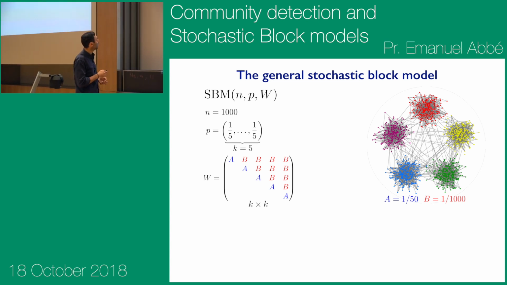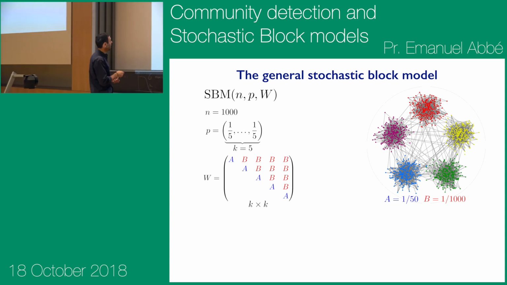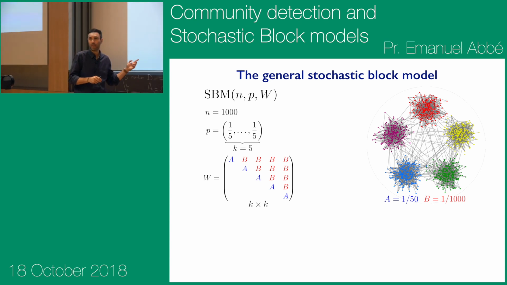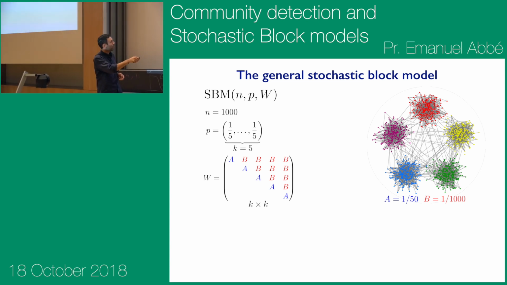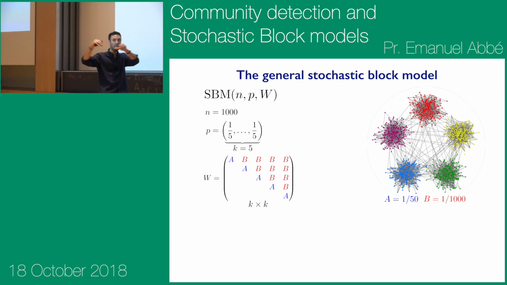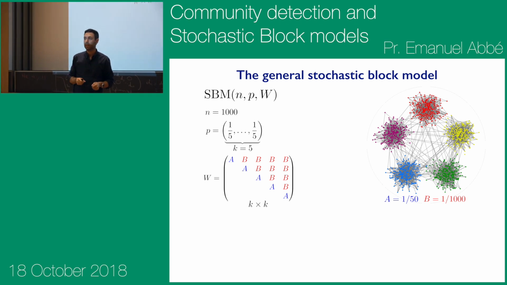Then there is a third parameter W, which is this matrix. So it's a k by k matrix. And Wij tells you with what probability a node that has color i and a node that has color j connect. Okay, so in this example, I took a special case where everybody inside the group has the same probability of connecting. That's why the clusters look the same. And everybody across any pair of groups has the same probability B of connecting. And I took A is 1 over 50, B is 1 over 1,000. But in principle, you could have something with different shapes, different sizes, different densities. And that would be a more general block model.